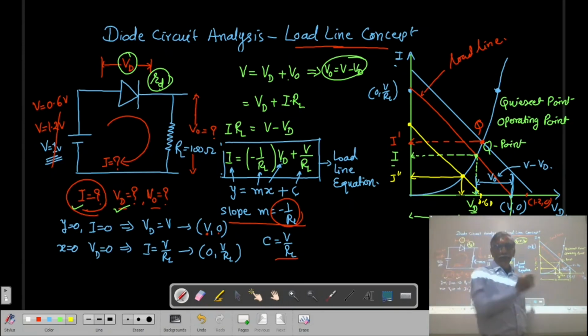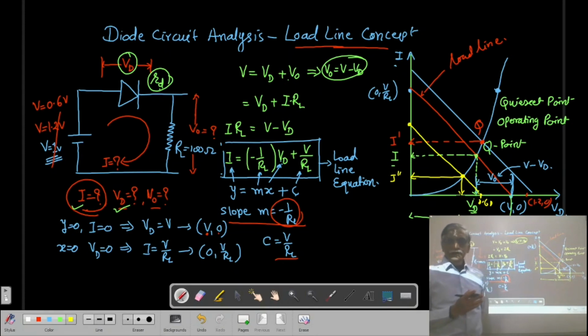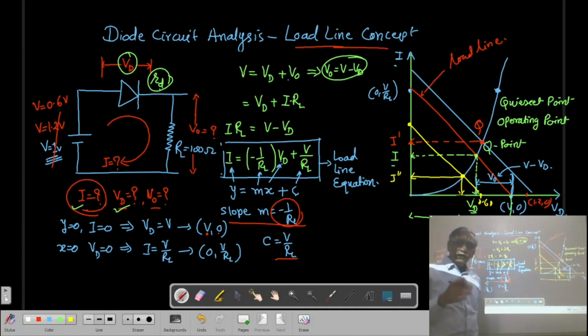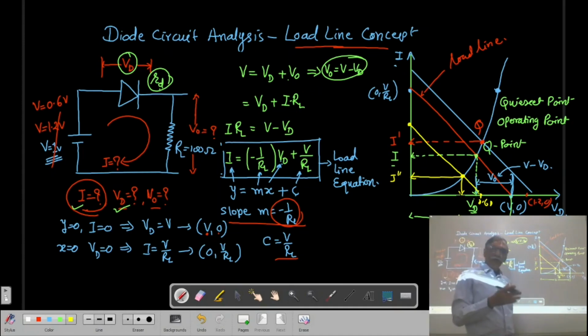So in this way, if your input voltage is changing, then the load line is shifted in the upward or downward direction, and the Q point is shifted upward or downward. You can find the coordinates of the Q point. Those coordinates will give you the solution of the circuit, that is I, VD and the output voltage.